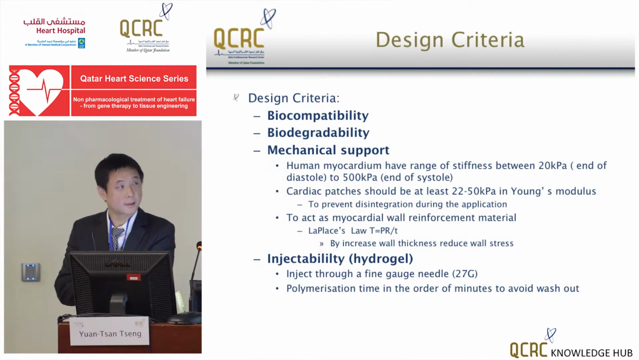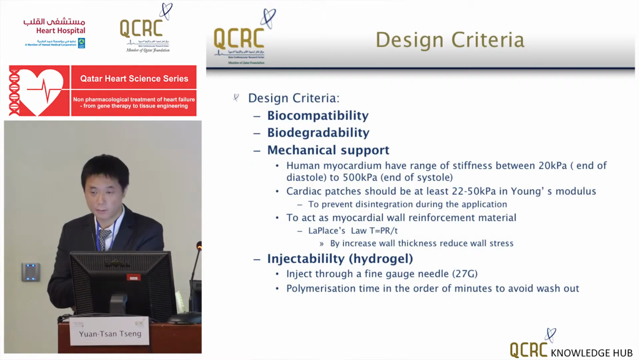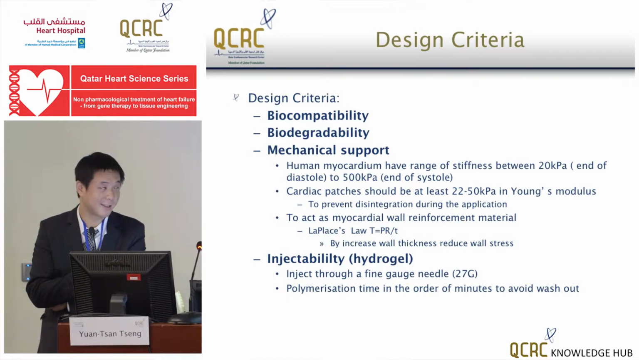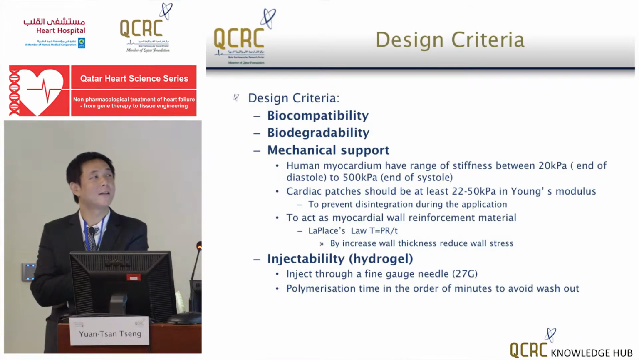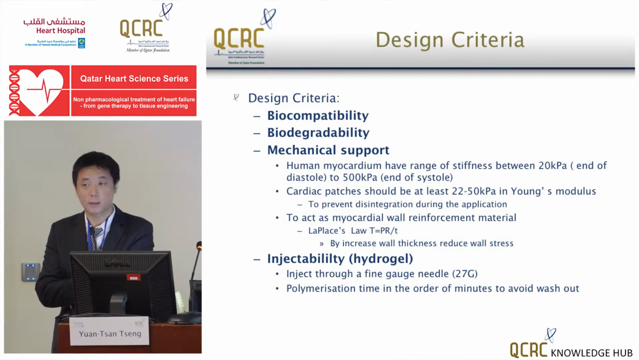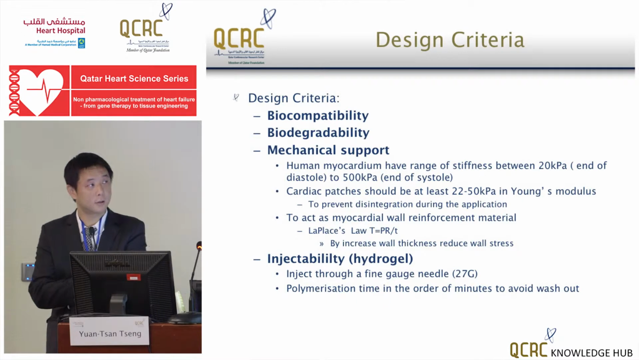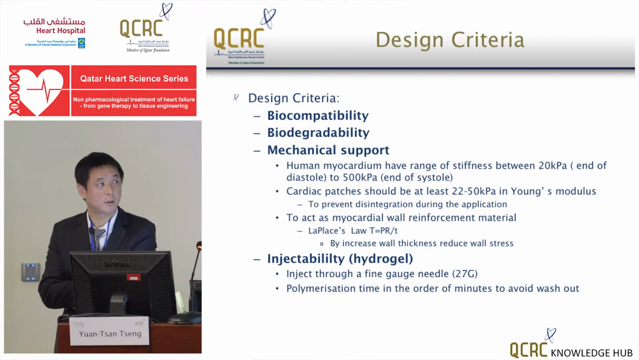With these applications in mind, what are the criteria we need to think about when making the scaffolds? We need to think about biocompatibility and biodegradability. These are important: the polymers or implants have to be non-toxic and non-immunogenic, and in relation to degradation, the degradation products have to be non-toxic as well. In addition to the polymer property itself, we also need to think about mechanical support.